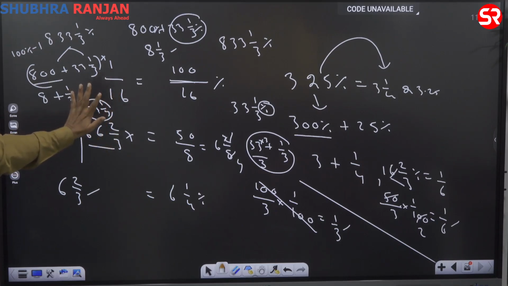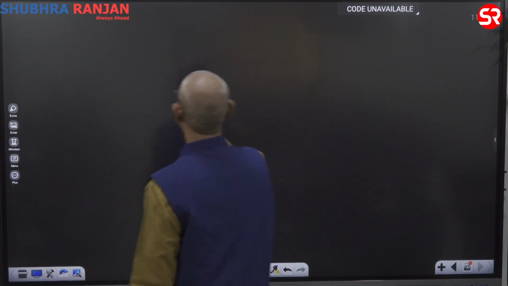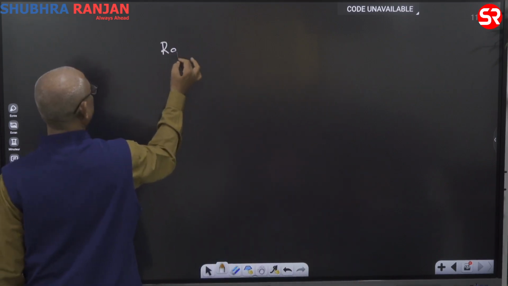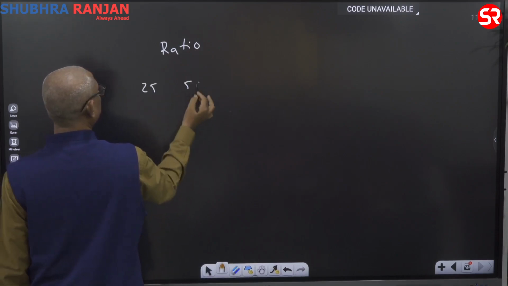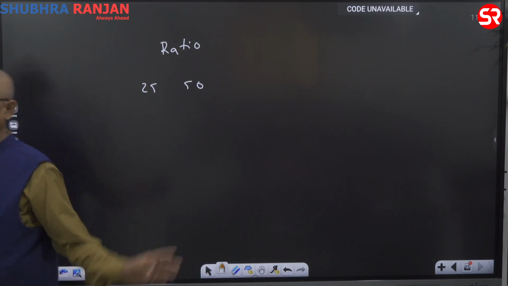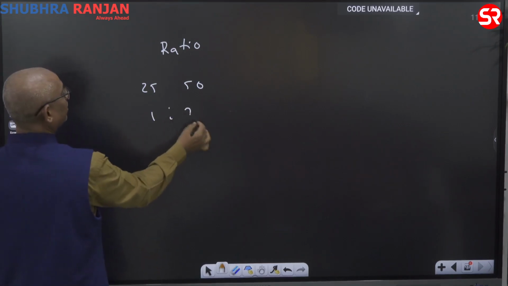Okay? Everyone? Now we are moving to ratio. What is ratio? You already know. Just now we did. What is the ratio? 25 to 50. 25 to 50 means ratio; converting them into ratio, what will we do? 1:2.